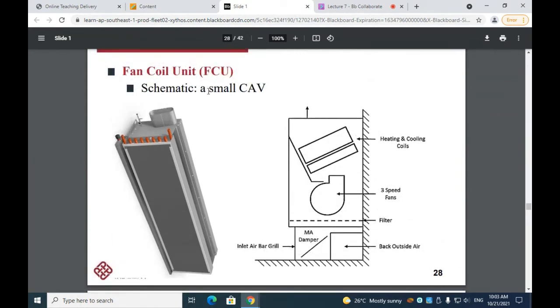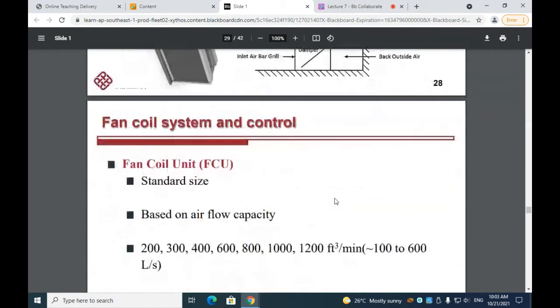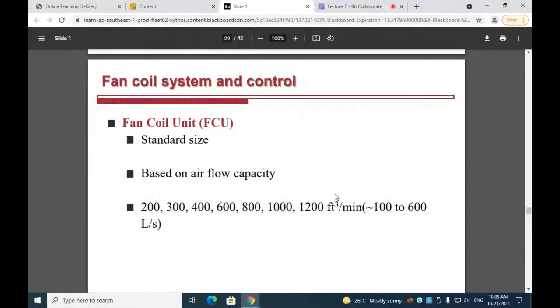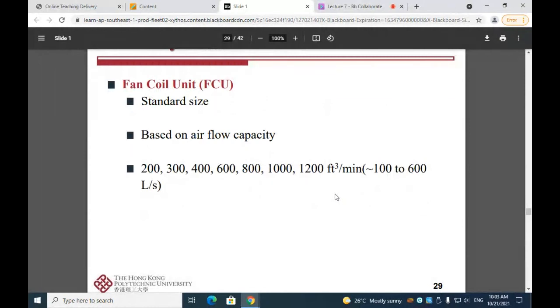So we cannot actually say that it's a small CAV system, but it's actually a small VAV system, as we have variable speed fans here. Okay, so the fan coil unit is standard size, and it's based on airflow capacity, and the standard size ranges from 100 to 600 liters per second, or 200, 300, 400, up until 1,000 and 200 cubic feet per minute, or CFM.